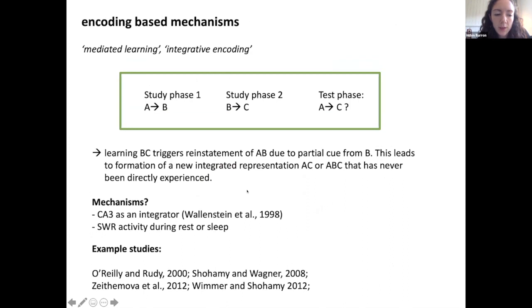I'm just going to skip over these slides mostly. So we've either got this integrative encoding mechanism, and I think it's plausible that you could have integrative encoding given the anatomy of the hippocampus. People have proposed that the CA3 region of the hippocampus might provide an integrator, or you could imagine that activity during sharp-wave ripples might facilitate integrative encoding.